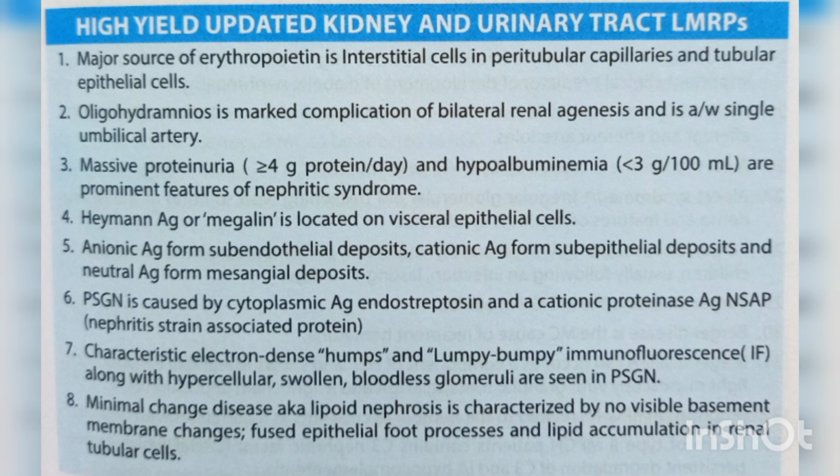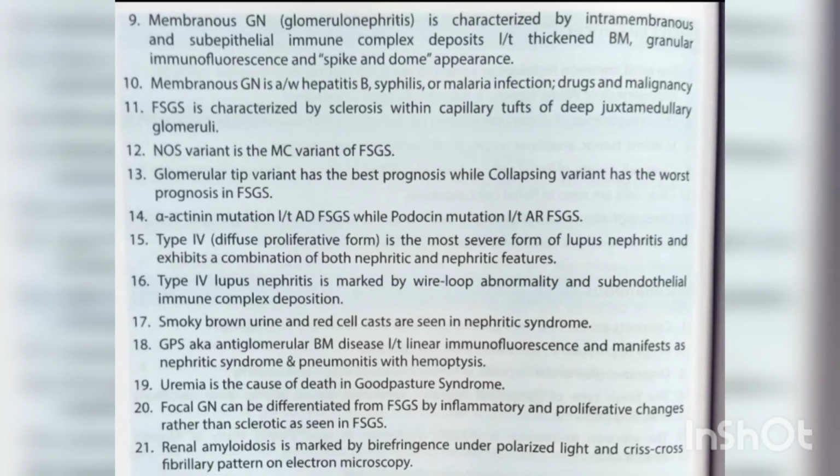Minimal change disease, also known as lipoid nephrosis, is characterized by no visible basement membrane changes, fused epithelial foot processes, and lipid accumulation in renal tubular cells. Membranous glomerulonephritis is characterized by intramembranous and subepithelial immune complex deposits leading to thickened basement membrane, granular immunofluorescence, and spike and dome appearance. Membranous glomerulonephritis is associated with hepatitis B, syphilis or malaria infection, drugs, and malignancy.